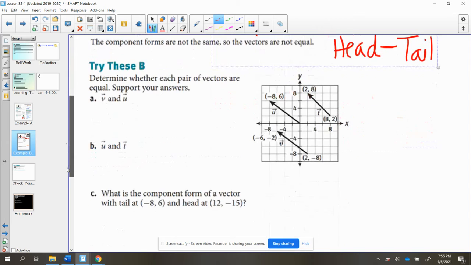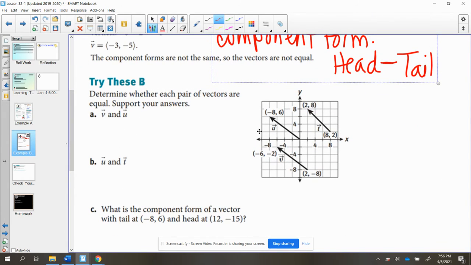So if we look here at u and v, again, vector v, we moved to the left 1, 2, 3, 4, and then we moved up 1, 2, 3. So vector v has a component form of -4. Oh, excuse me, let me look at my scale. Sorry, these are going up by 2s, so be careful. So actually we went to the left 2, 4, 6, 8, and then up 2, 4, 6.